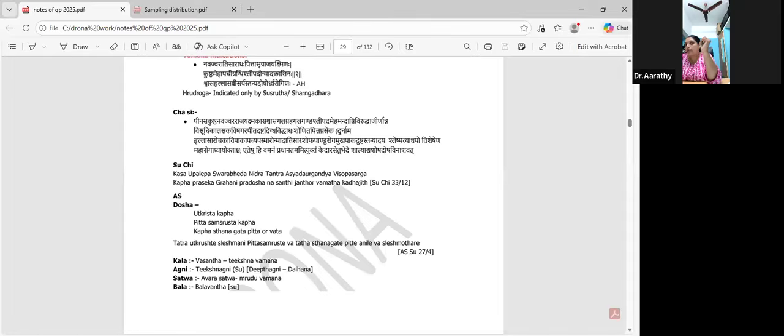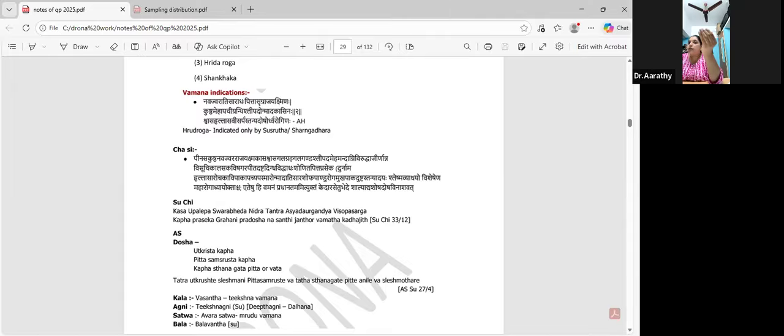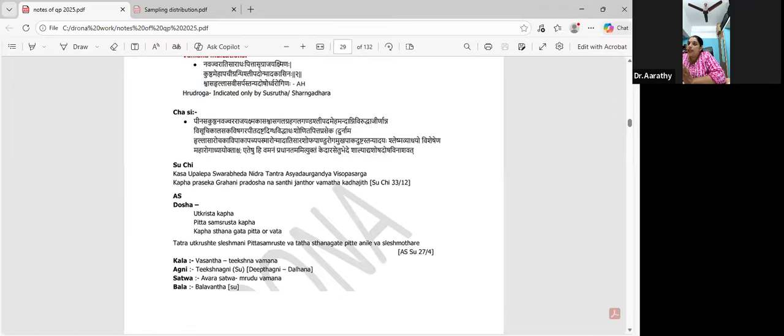You can study either in that way, or you can study the shlokas, compare with other Acharyas, and note down the extra points alone. There are differences of opinion, for example in Hridroga, Vamana is indicated only by Sushruta and Sharangadhara, but others have contraindicated it. So that's how you have a lot of difference of opinion in these topics. Either convert it into songs or give other connections, put some codes so that you remember it easily.